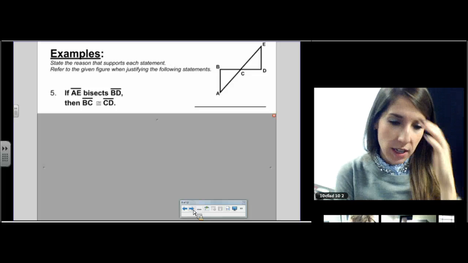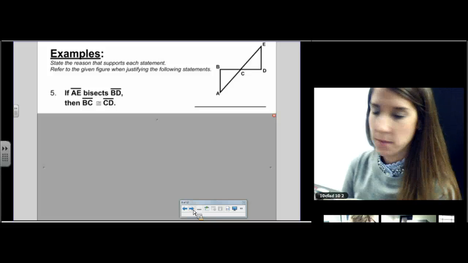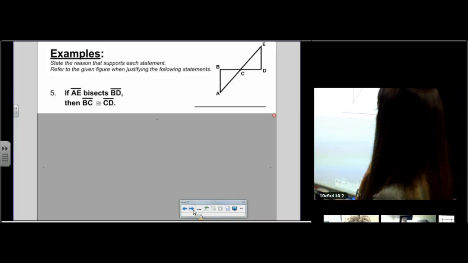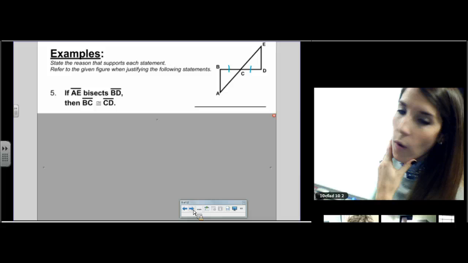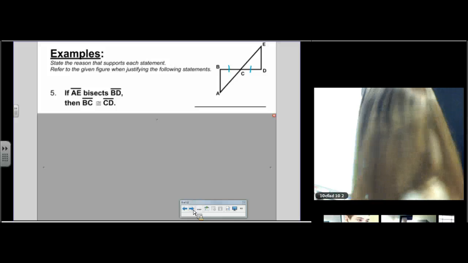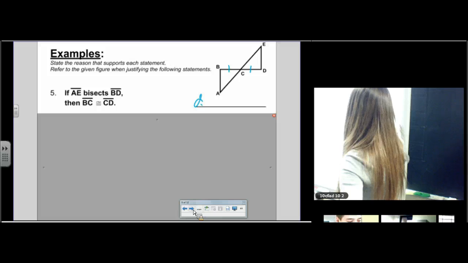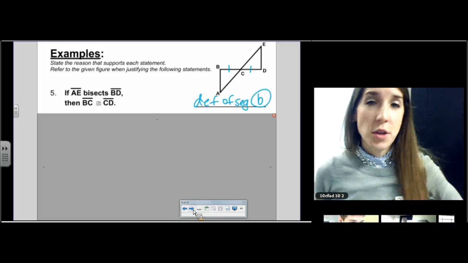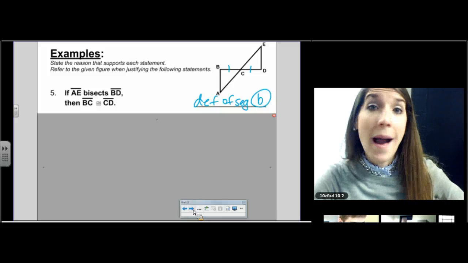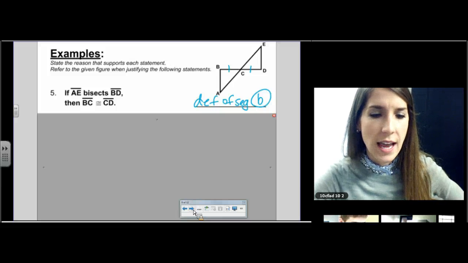Why ask the question? Because we're doing baby steps to proofs. So you'll be glad that we're doing this one step at a time. If AE bisects BD, then BC is congruent to CD. What allows us to say it? Good. Number 13. Definition of segment bisector. So you do need to be careful. You have to say whether it's an angle bisector or a segment bisector. You can't just say definition of bisector because that's not specific enough, okay?